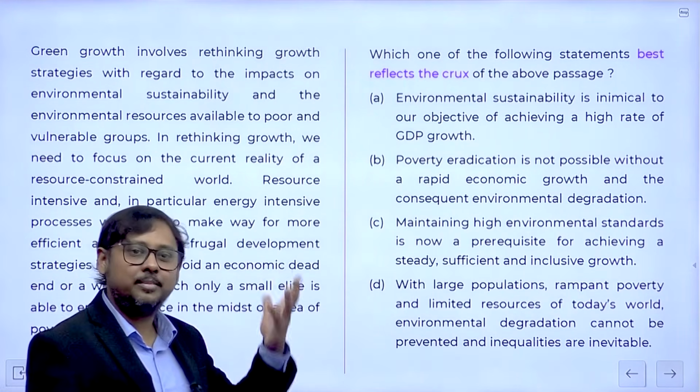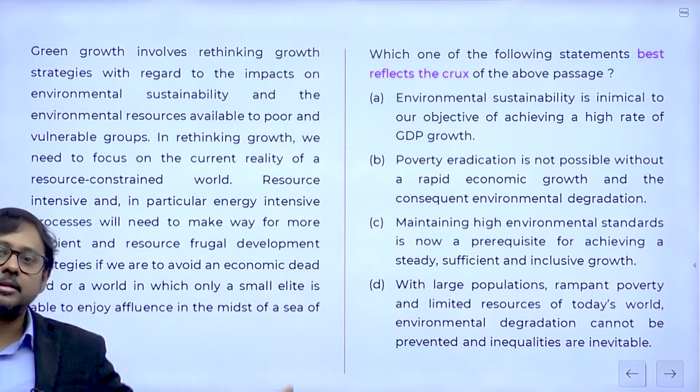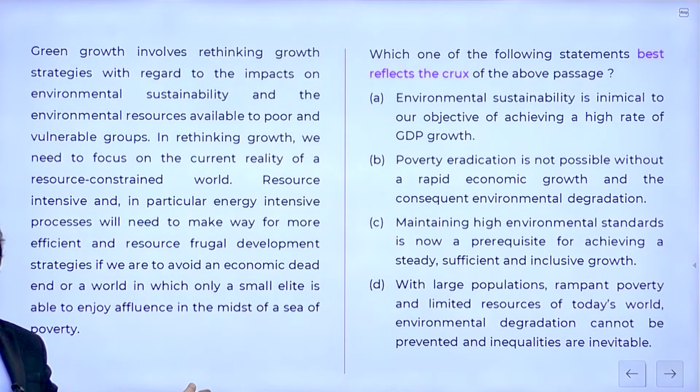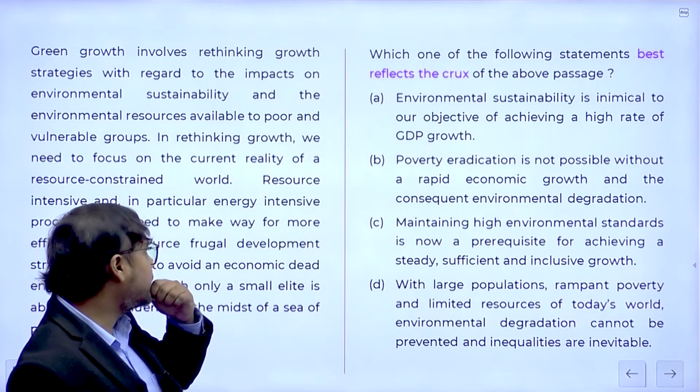GDP growth कहाँ पर है GDP growth? ठीक है, actually उल्टा है. The passage is talking about sustainability. It's talking about poor people. Right, I can just close my eyes and I can eliminate this option. Now, why is option B incorrect?